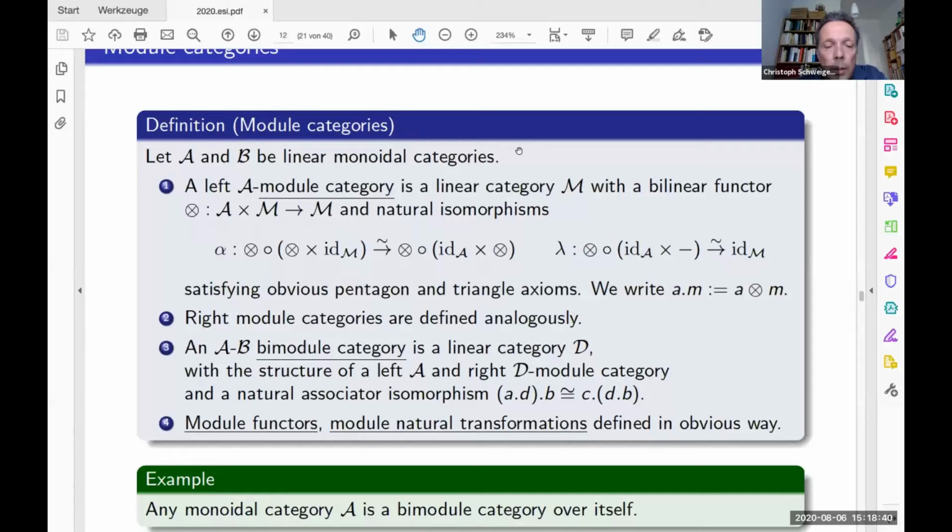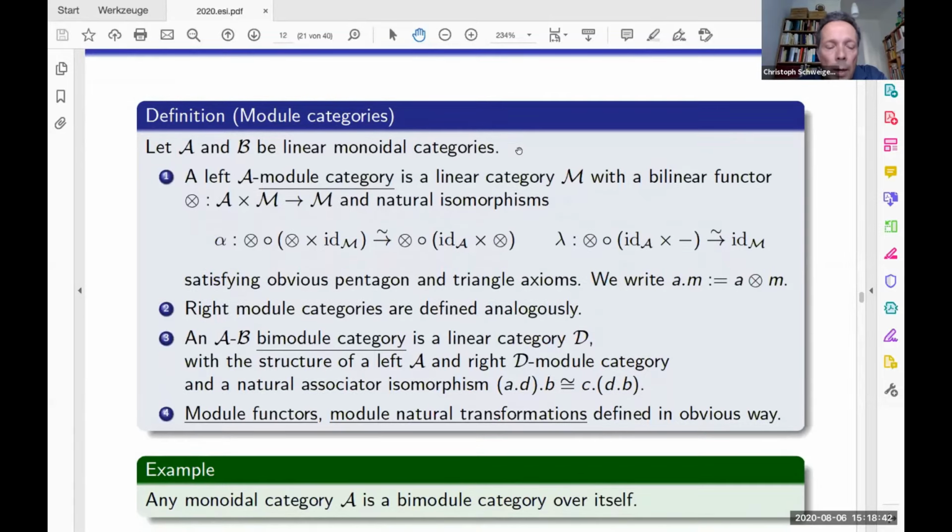A very important example that will be related to the Cardy case in CFT is that any monoidal category is a module category over itself. In fact, a left module category, a right module category, and a bimodule category. What we will use is that it is a left module category over itself.